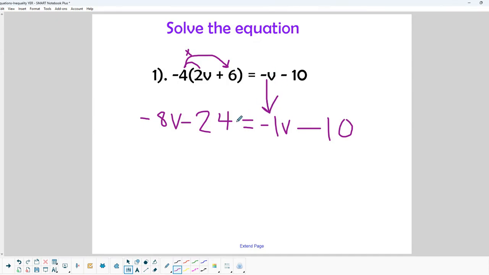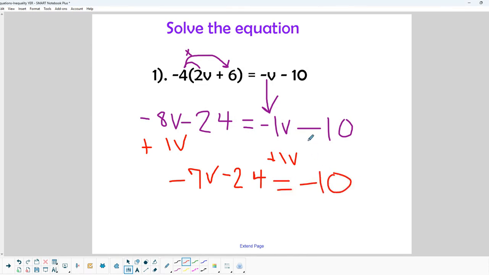So on this particular problem, I'm going to try and put the v's on the left side. So to do that, I'm going to add 1v to both sides to take that -1v off the right side. So add 1v, and that will leave me with -7v minus 24 equals -10. So those canceled, and that became this.